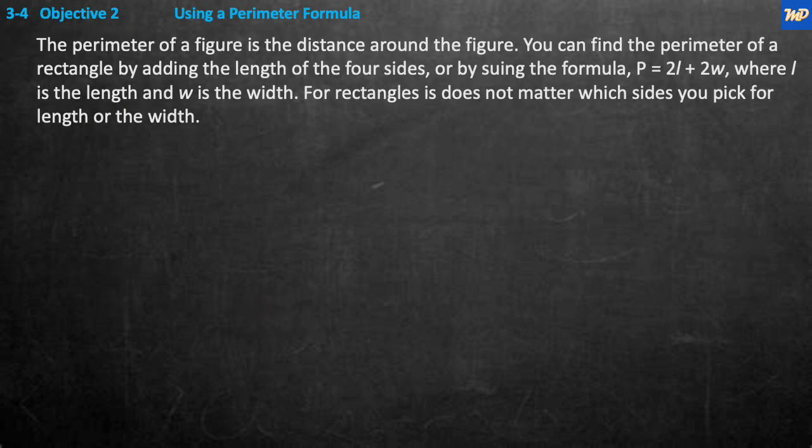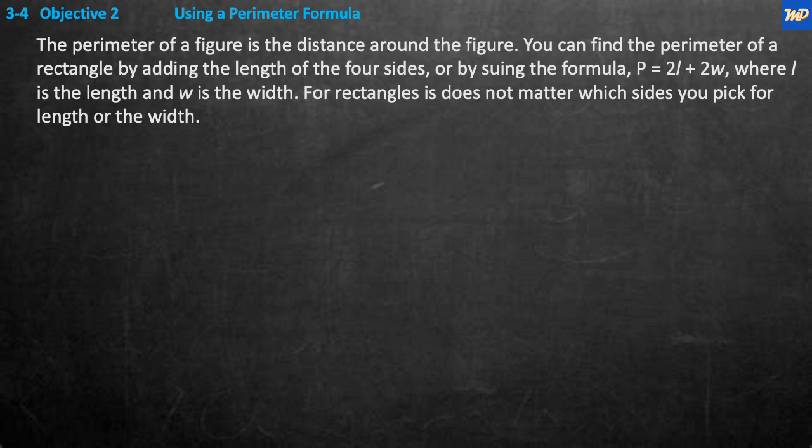Objective 2, using a perimeter formula. The perimeter of a figure is the distance around the figure. You can find the perimeter of a rectangle by adding the length of the four sides, or by using the formula P, for perimeter, is equal to 2 times L plus 2 times W, where L is the length and W is the width. For rectangles, it doesn't matter which side you pick for the length or the width.